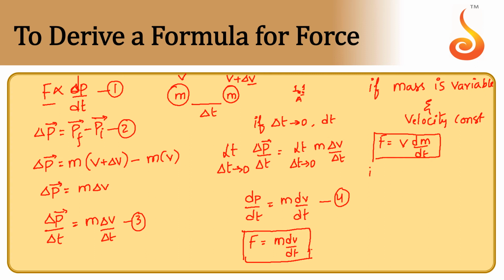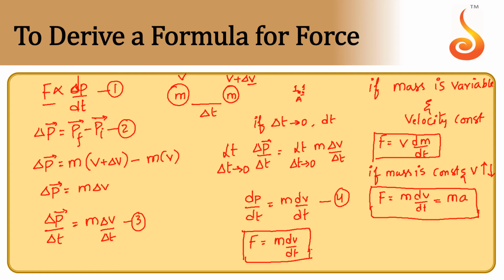If mass is constant and velocity is variable, in such a case force can be written as m into dv by dt, where mass is constant, velocity is variable, and dv by dt is nothing but acceleration, therefore mass times acceleration. So the formula F is equal to ma can be used only if mass is constant and velocity is variable.